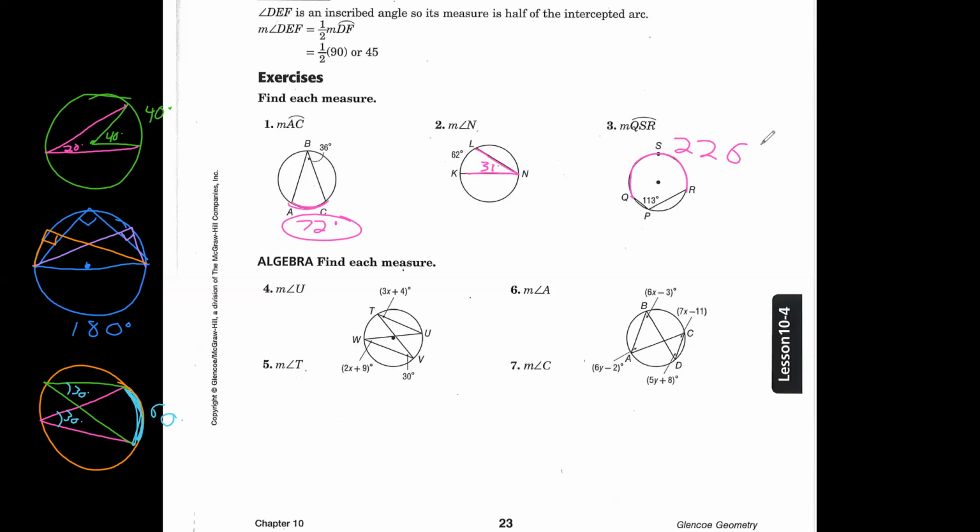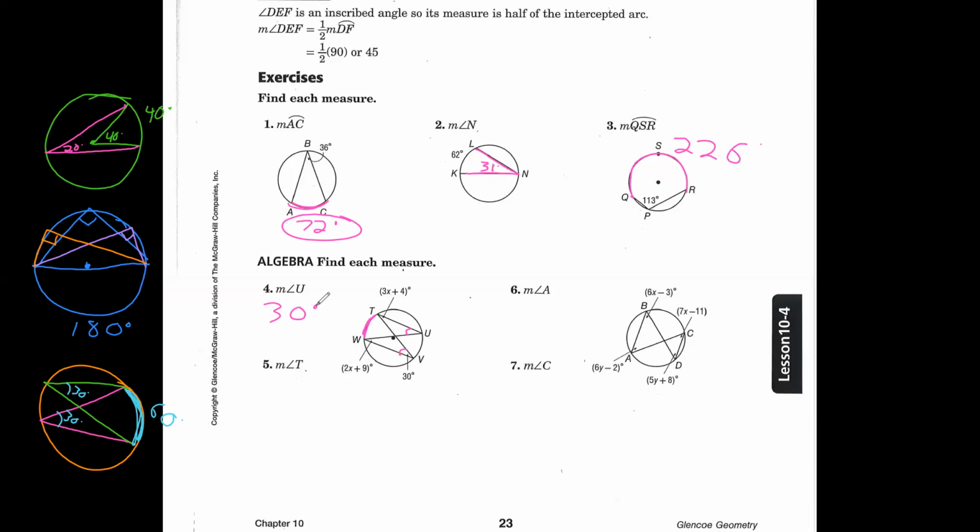The bottom ones are based more off of this idea right here that we just talked about. When you have two angles intercepting the same arc, they must be congruent. So first, they're talking about angle U. Well, angle U is intercepting this arc. So is angle B. So angle U and angle B must be congruent. So if B is 30, then U is 30.